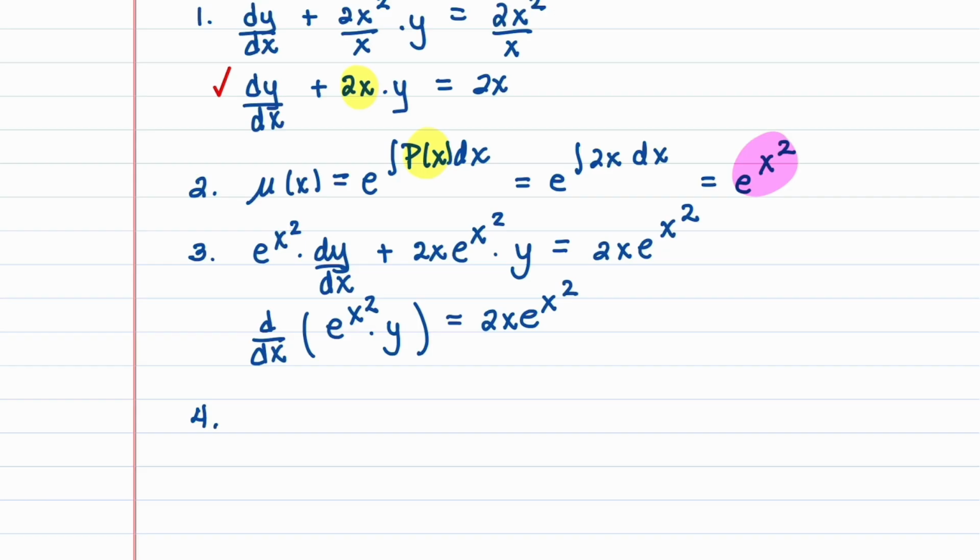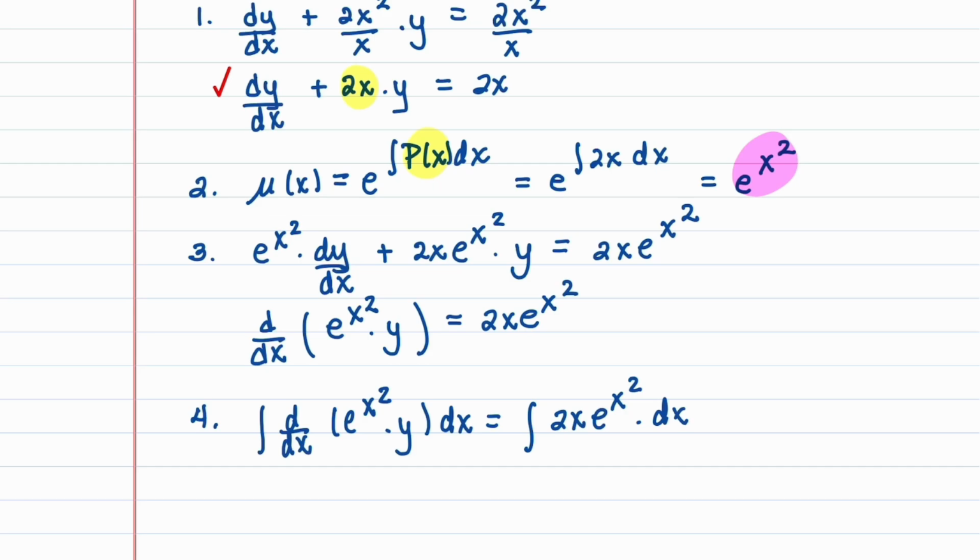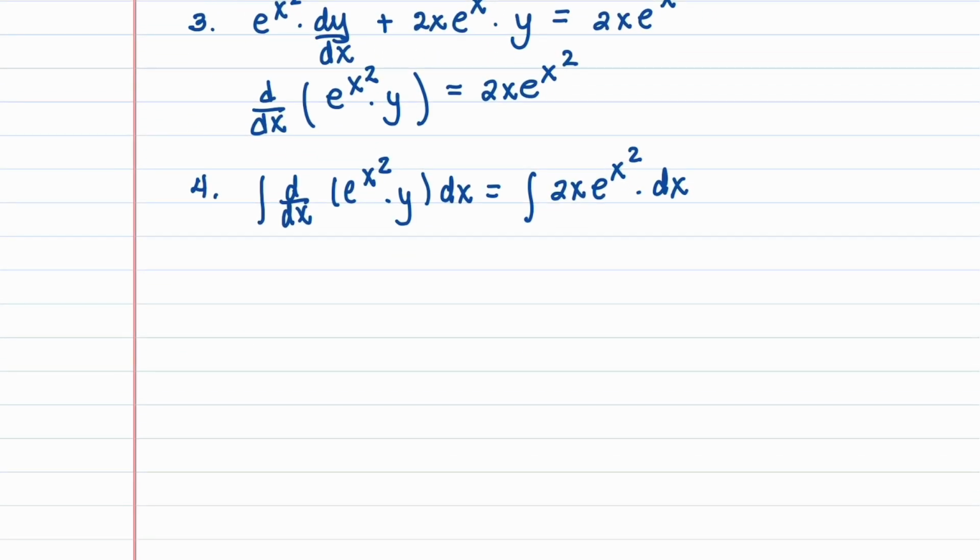In step 4, we are going to integrate each side and add on an arbitrary constant. We have the integral d dx of e to the x squared times y dx. And then we have the integral of 2x e to the x squared times dx. On the left-hand side, we have an integral of a derivative, so we get back e to the x squared times y.